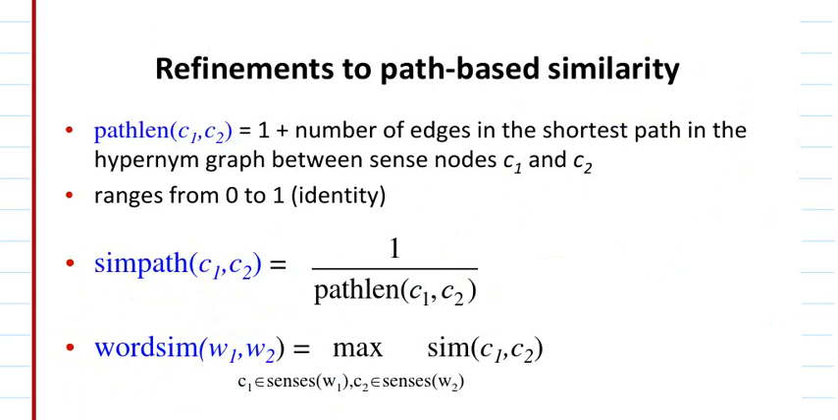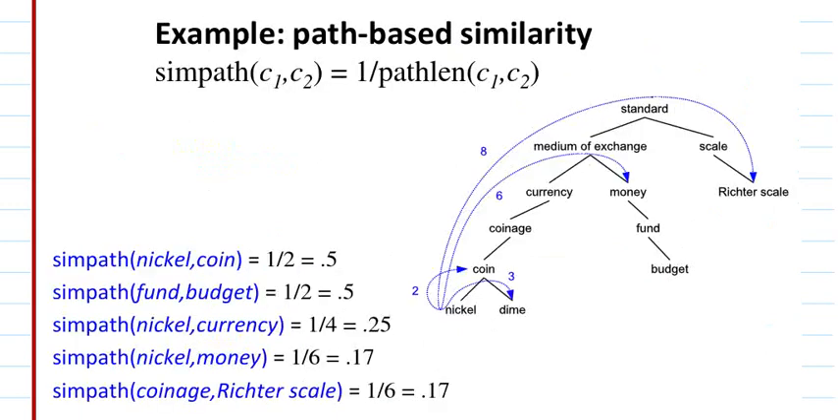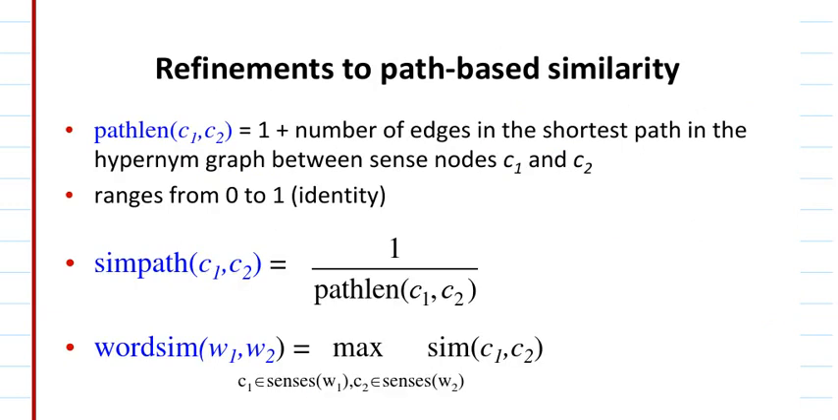If we see here, the path length between nickel and coin is 2. The path length between nickel and richter scale, we count it: 1, 2, 3, 4, 5, 6, 7, right? So we add 1 to all the calculated path lengths. We add 1 to the number of edges in the shortest path in the hypernym graph between the sense nodes C1 and C2.